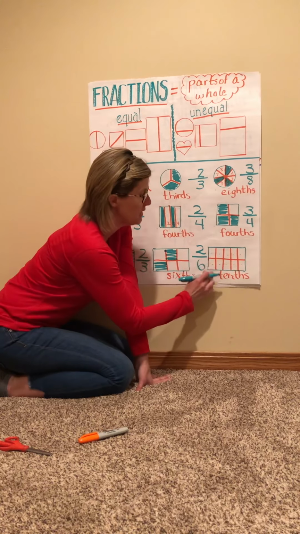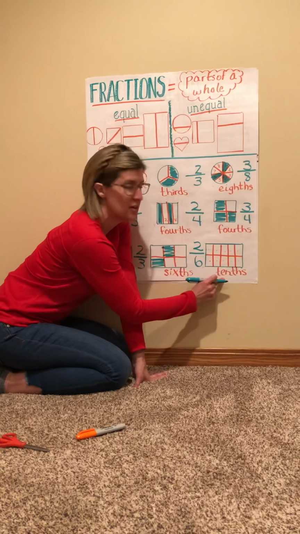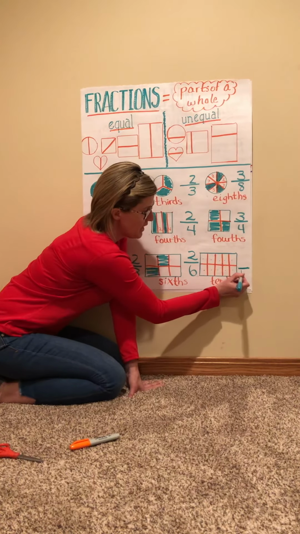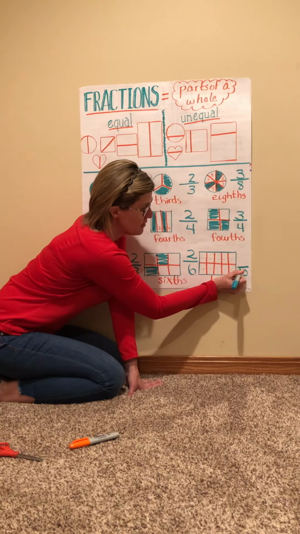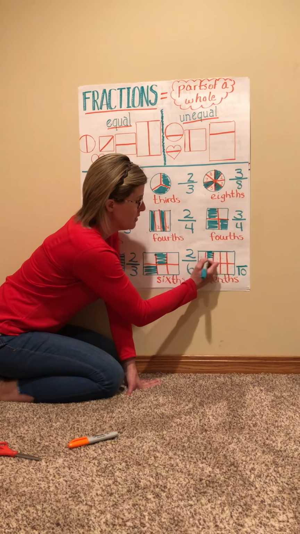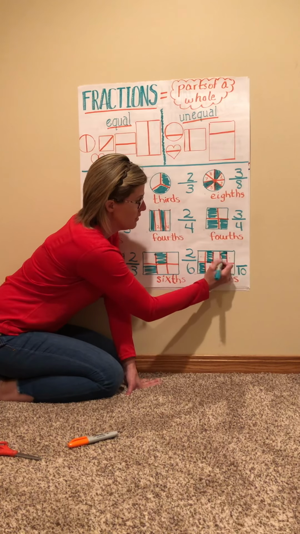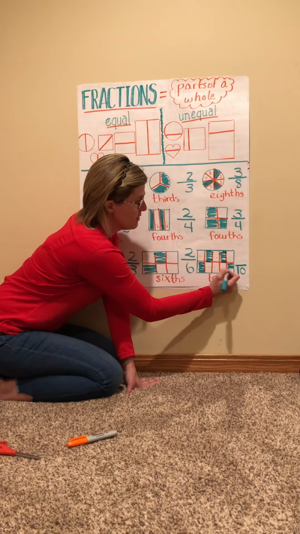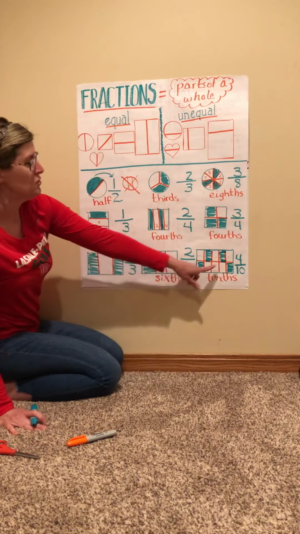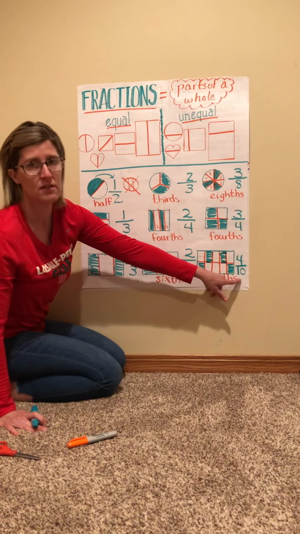And then last but not least, how many is in our denominator? We have 10. So 10 would be the denominator. And maybe I'll color 1, 2, 3, and 4 pieces. So your fraction reads 4/10.